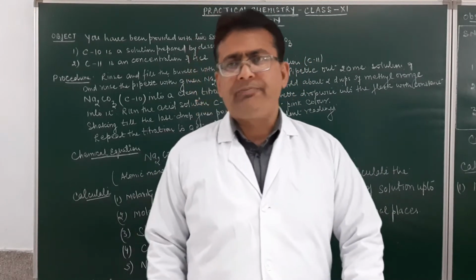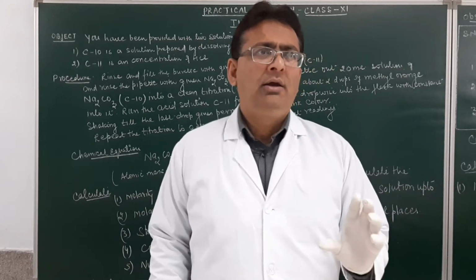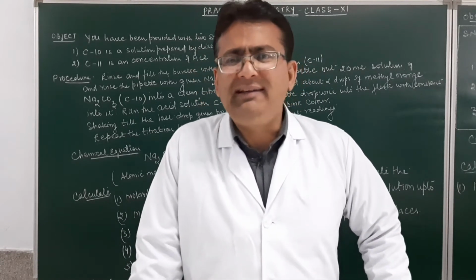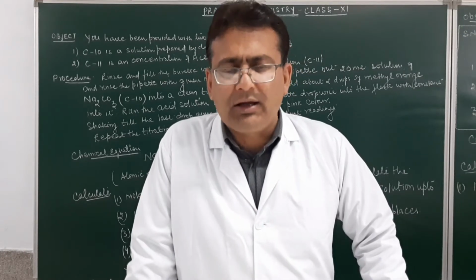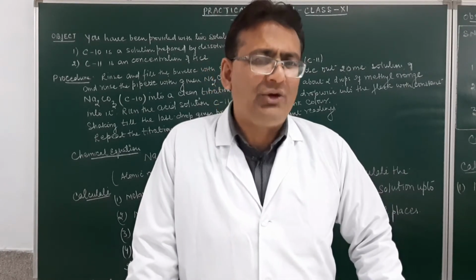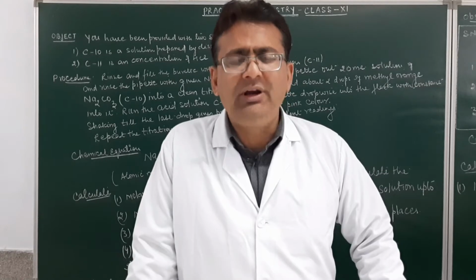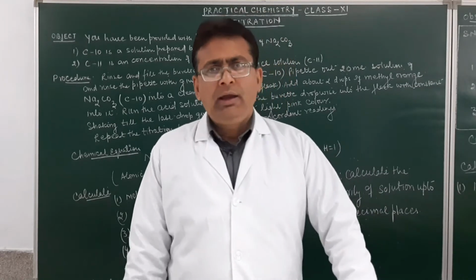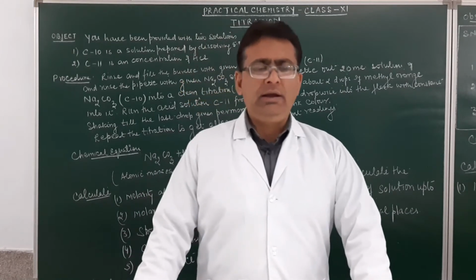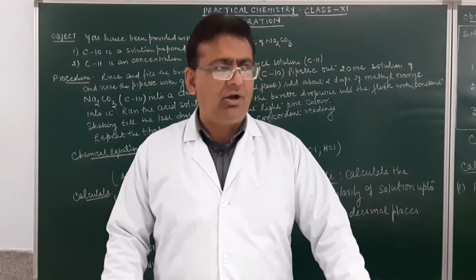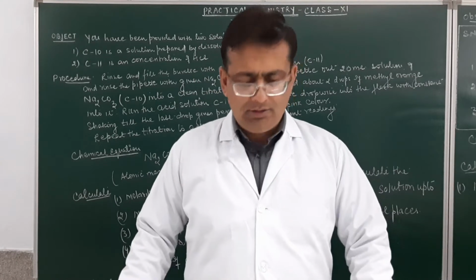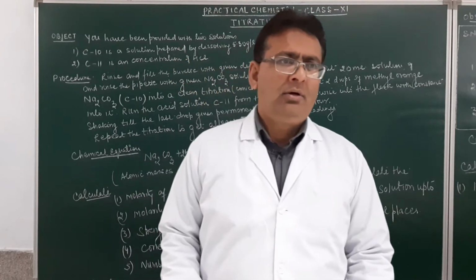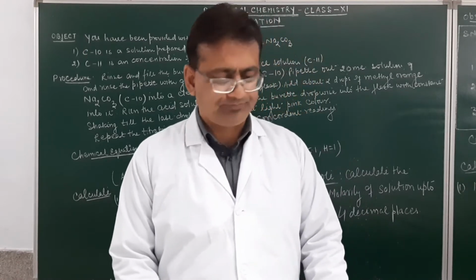Now, in titration, what is to be done? The acid solution is to be neutralized by alkali solution or vice versa. That is, alkali solution is to be neutralized by the acid solution. Here, the indicator used is either methyl orange or phenolphthalein solution.